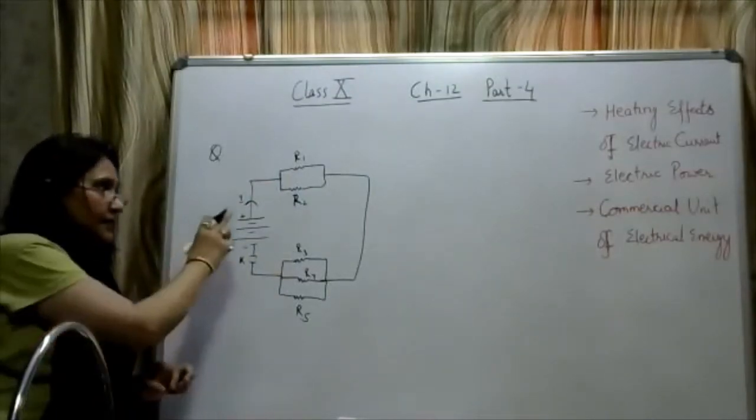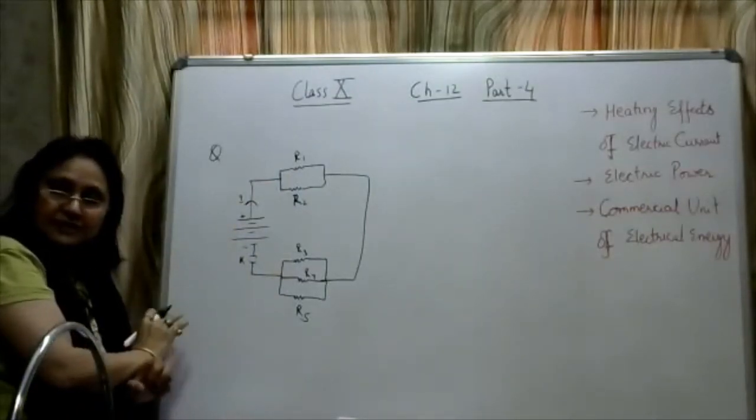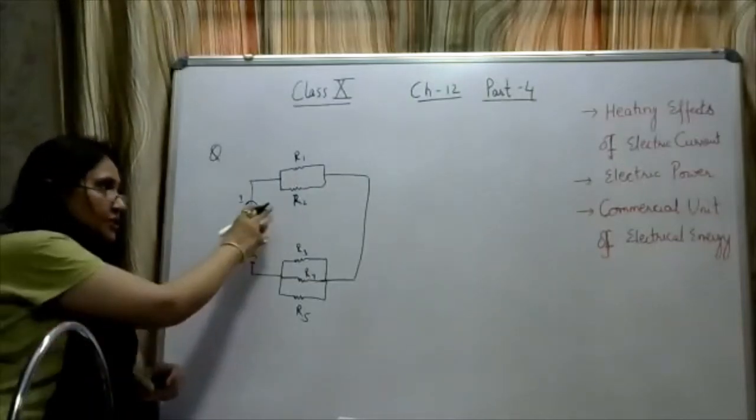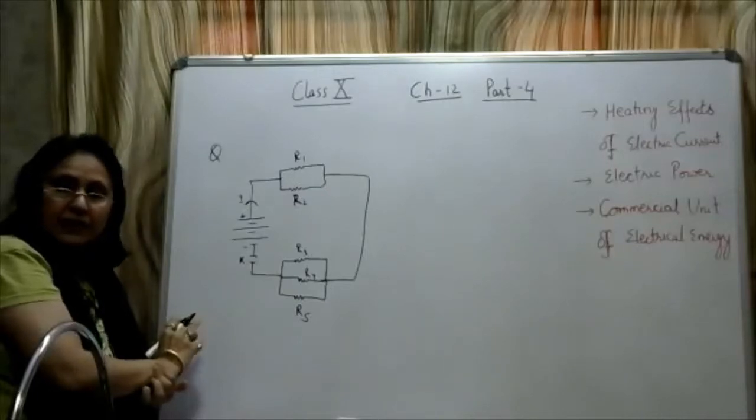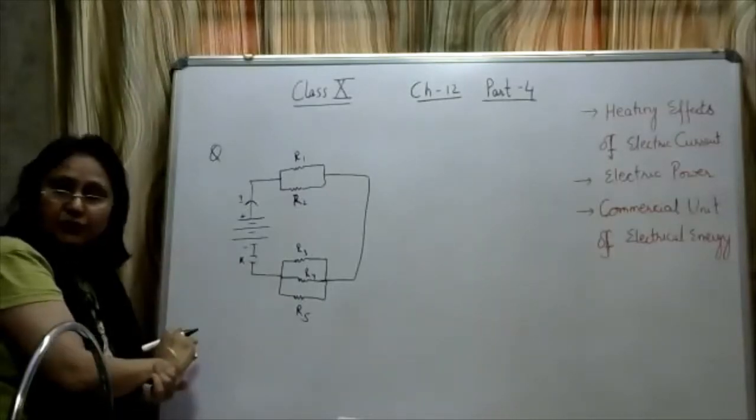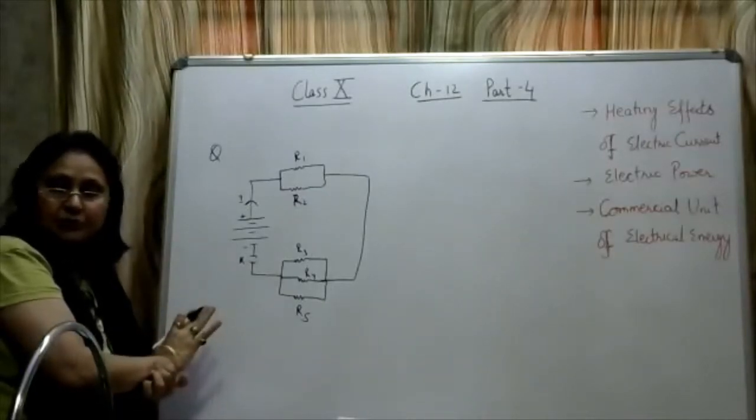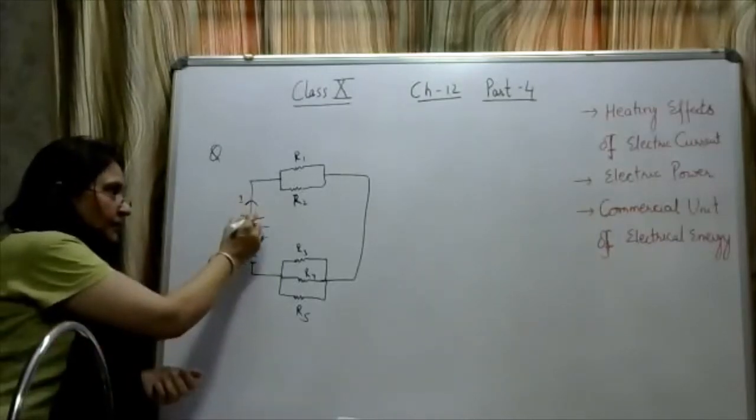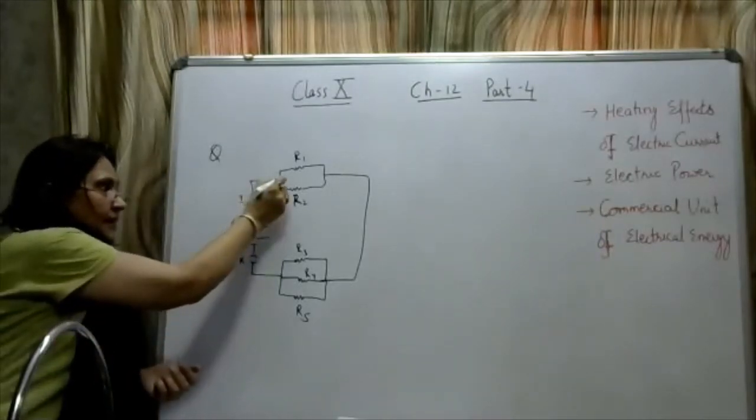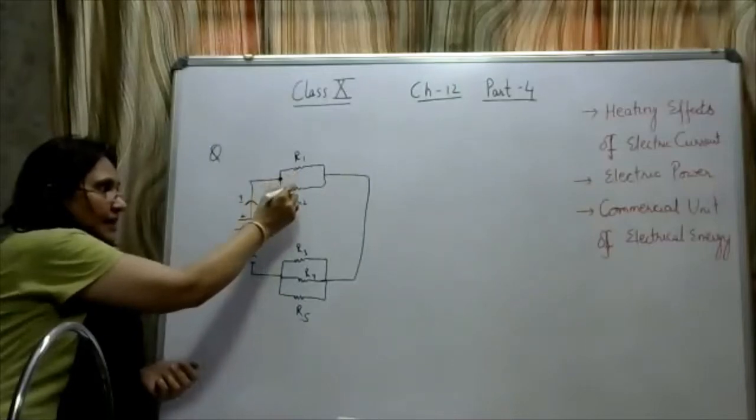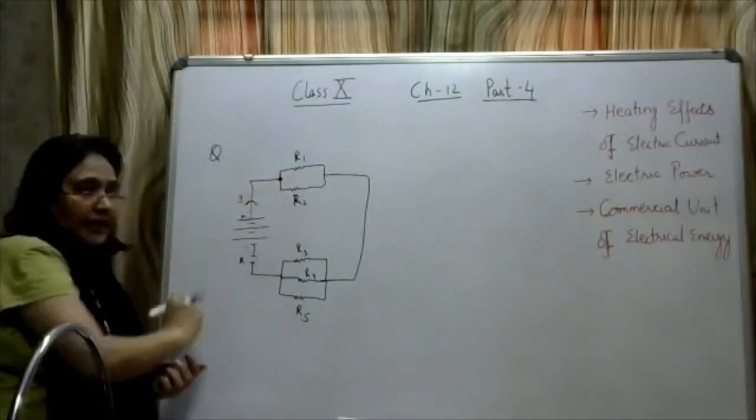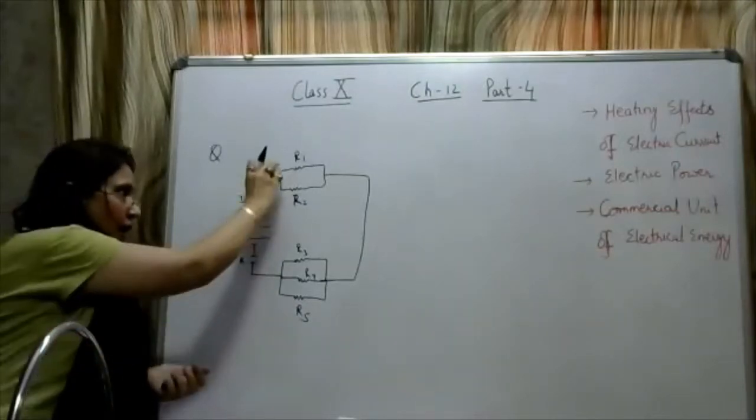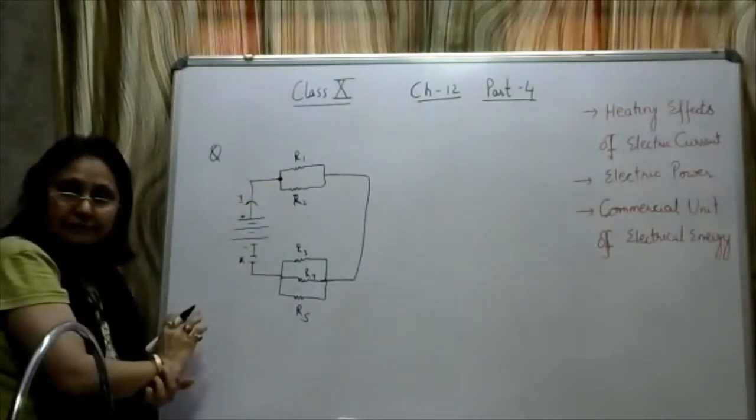Whenever the current divides in a number of branches, that is in the number of resistors, then we'll consider those resistors to be connected in parallel. And if the same current is flowing through the resistances, we'll consider them to be connected in series. Like here, the current through the battery is I. At this junction, we see that the current divides in these 2 branches. That is, the current flowing through R1 and R2 will be different. So R1 and R2 are connected in parallel.